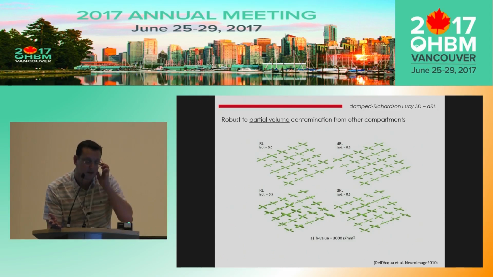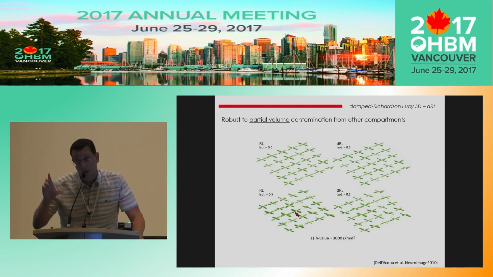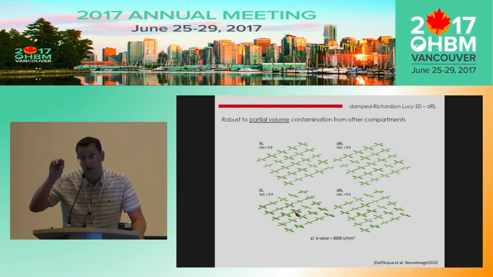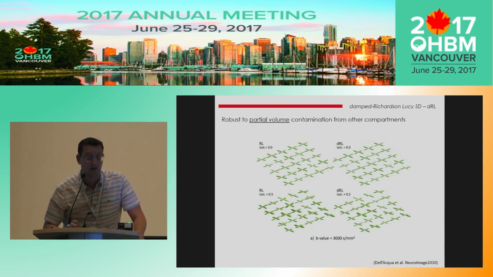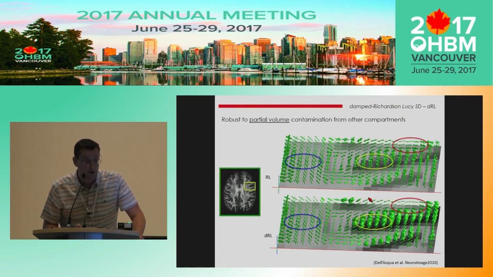So in an updated version of the algorithm, we also introduced regularization that penalizes low-amplitude peaks and leaves the higher-amplitude ones intact. We're actually controlling for partial volume with other tissue, and this greatly improves the stability of the method in the presence of partial volume. As you can see here, in the white matter region there is essentially no difference, but when you go into gray matter, you get a smoother solution telling you there is no dominant fiber orientation in this voxel.